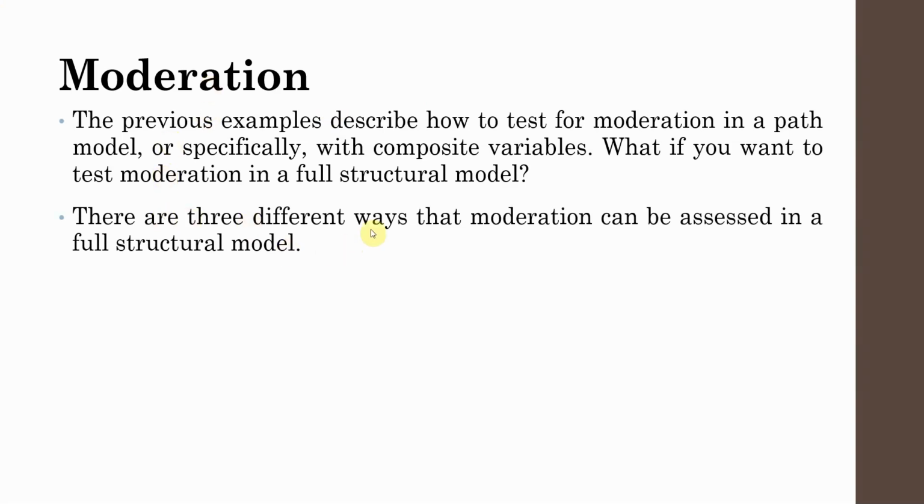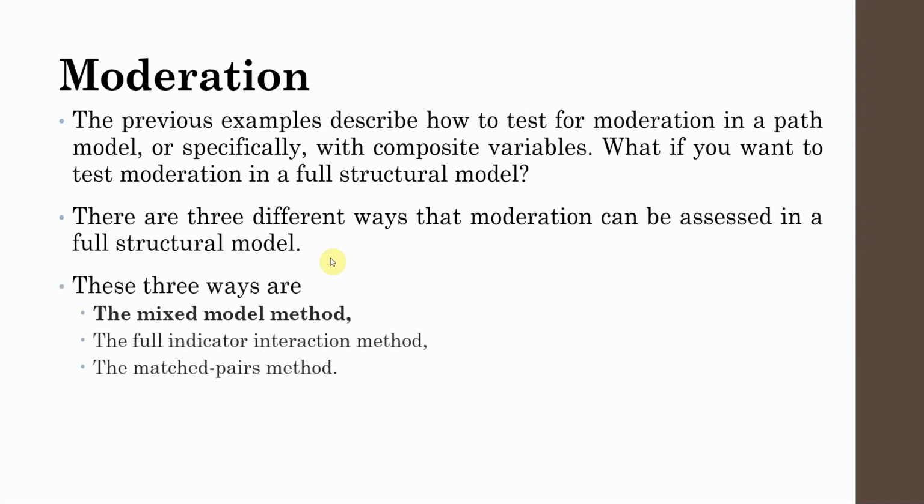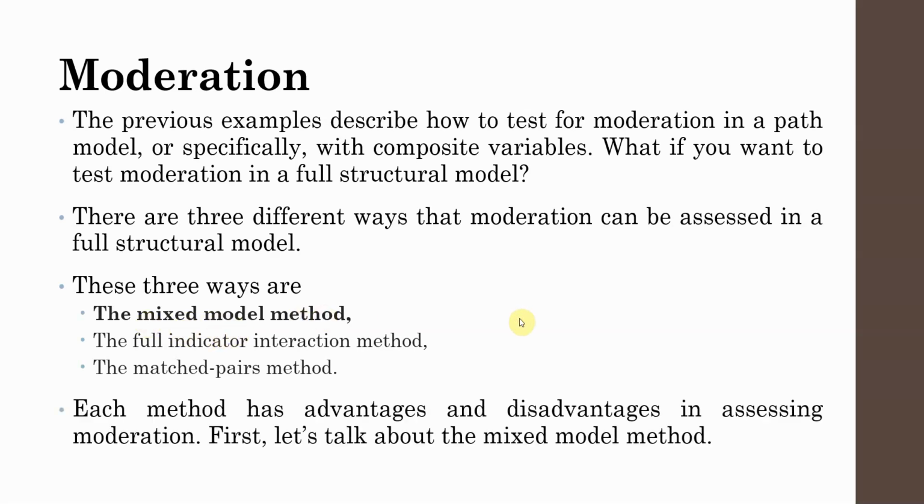Now, there are three different ways to test moderation in a full structural model. These three ways are the mixed model method, the full indicator interaction method, and the matched pair method. For this video, the focus will be on the mixed model method. Each method has advantages and disadvantages in assessing moderation. First, let's talk about the mixed method.